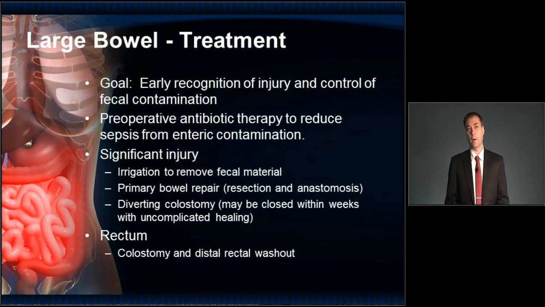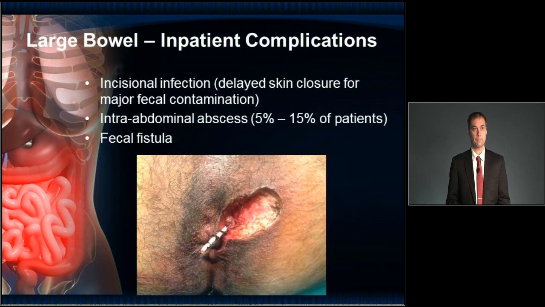Rectal injuries will require colostomy and a distal rectal washout. Some of the inpatient complications associated with bowel trauma include incisional infections because of the fecal contamination during surgery, intra-abdominal abscesses, and fecal fistulas like the one on the screen.